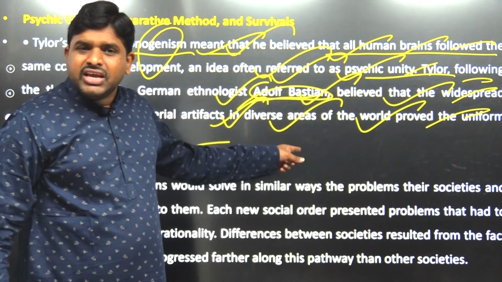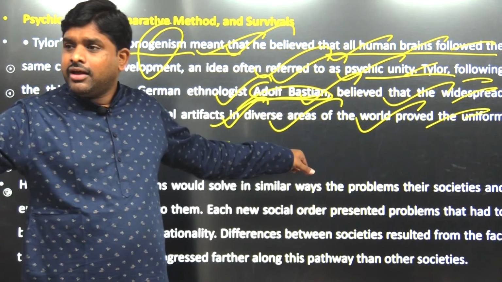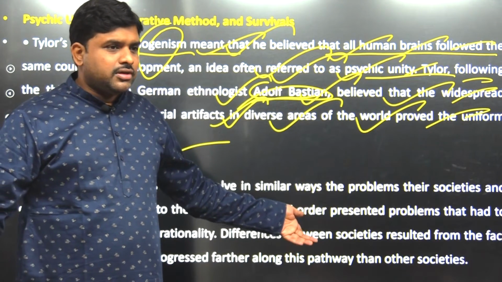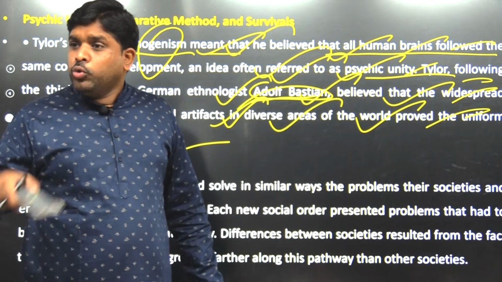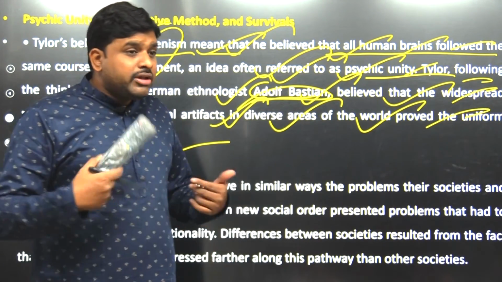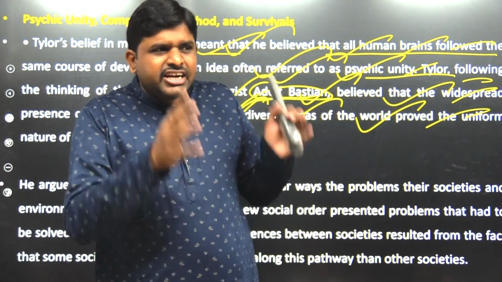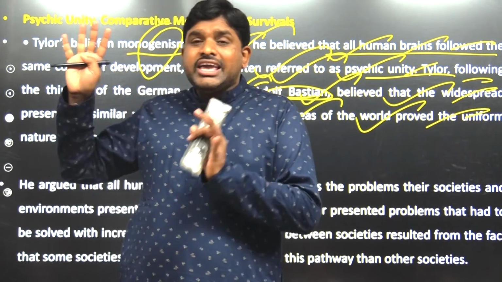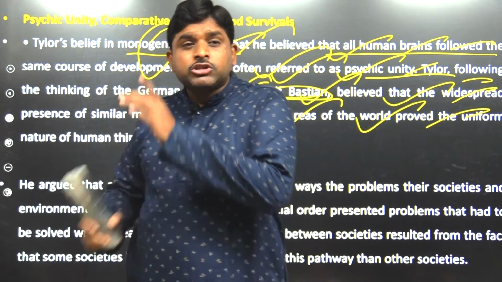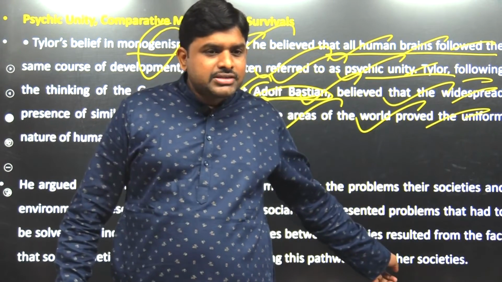So when he believed in the psychic unity of mankind, he was also a classical evolutionist. It's not only these people; they all are classical evolutionists. So when a person is evaluating, he will come to a conclusion that he didn't understand only from the syllabus point of view. He had overall knowledge of the subject, because of which he added another person who is not part of the syllabus, like Adolf Bastian.